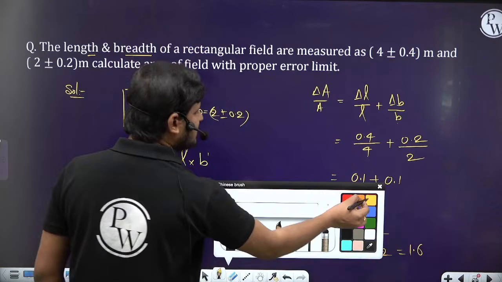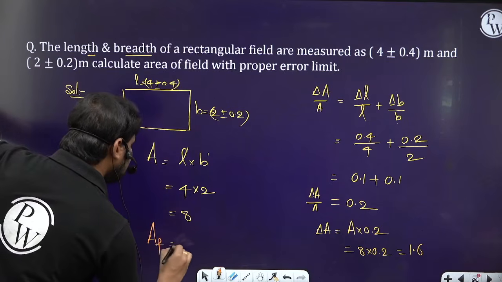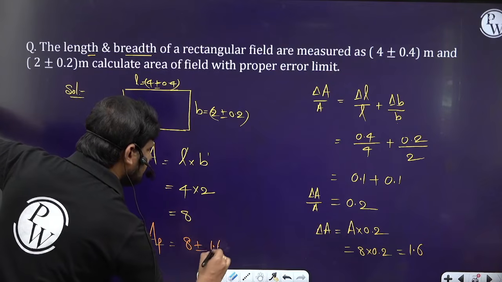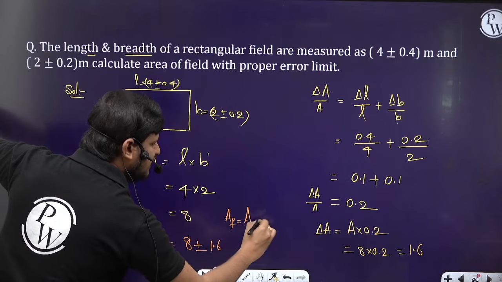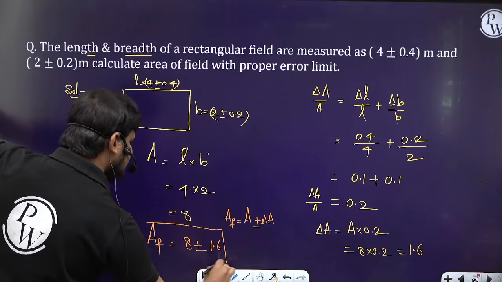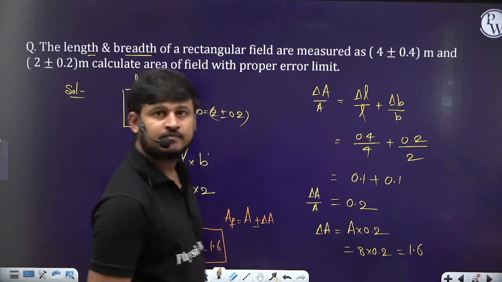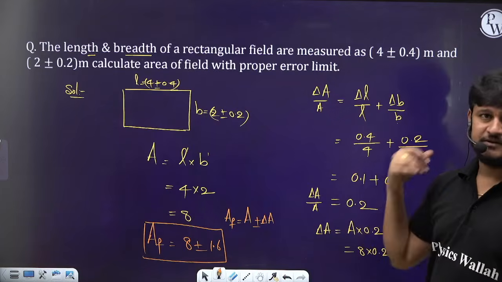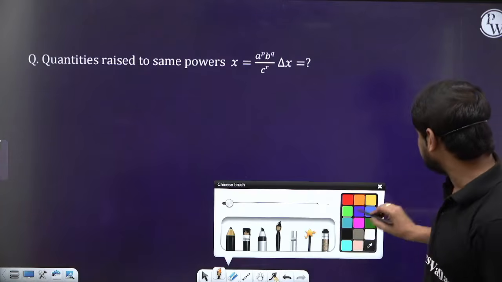So the final area will be the true value 8 plus or minus 1.6. So A final is equal to the area plus or minus delta A, which is nothing but the final area is 8 plus or minus 1.6, the error. Clear? Understood the concept, guys? So this way you should proceed. Done? Chalo, let's go for the next one.